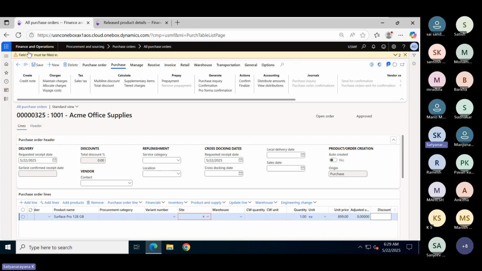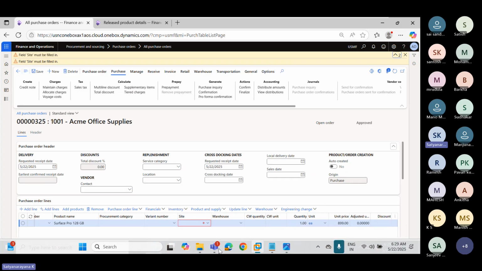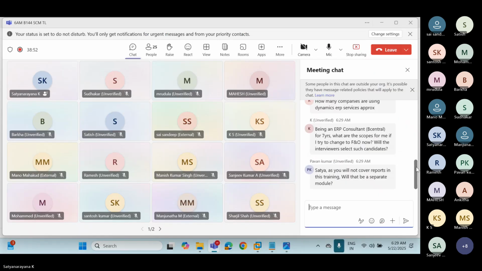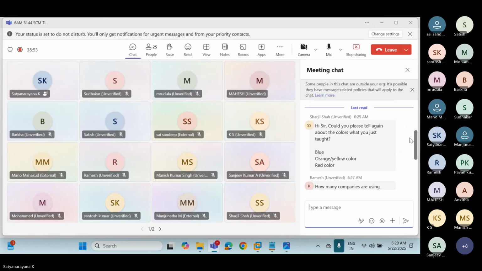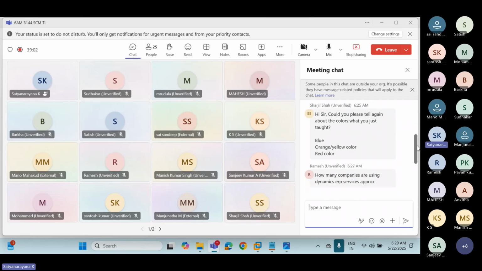Okay, why is this error warning message coming? What it is saying and how to rectify it, that you need to learn. It is a simple one. Site must be filled in, like this. It is a yellow or orange color error, a warning message. Got it, Shiraj? Okay, I hope you understood.